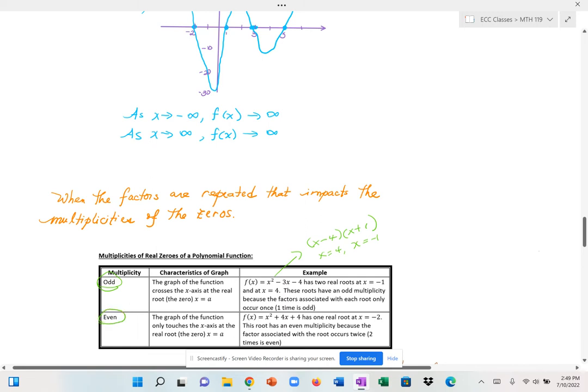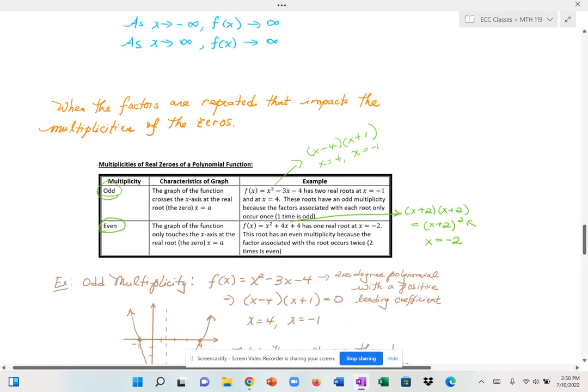When your factors show up an even number of times, meaning 2, 4, 6, 8, etc., then you're going to just touch the x-axis. It's not going to go through it. So my example is this one. If I were to factor that, I would get x plus 2 times x plus 2, which you know is the same as x plus 2 to the second power. This is an even number. So when I plot my 0, it's only going to touch the graph at -2, 0. It's not going to go through the graph at -2, 0. So we'll see some examples here.